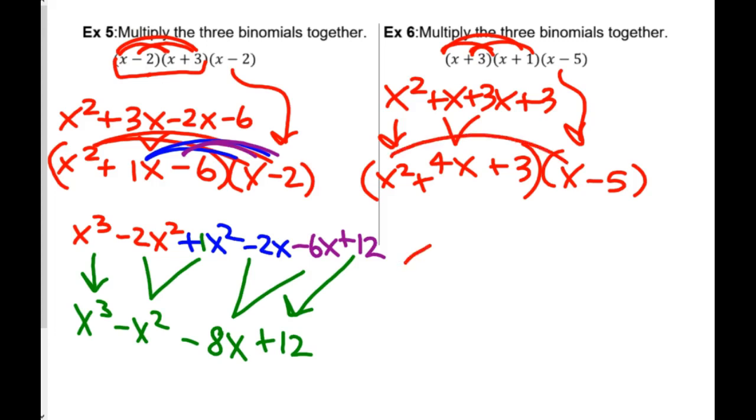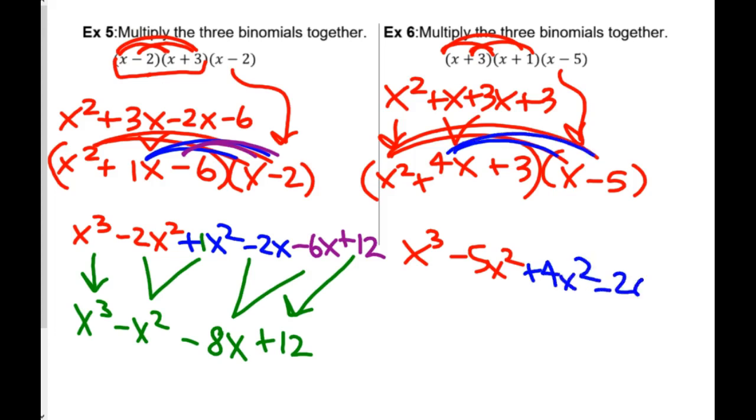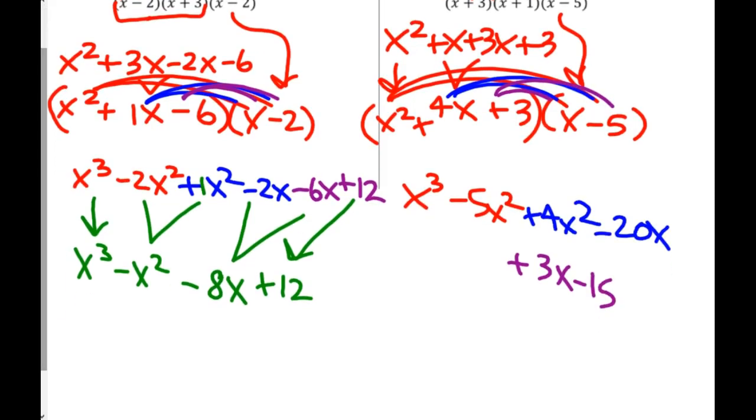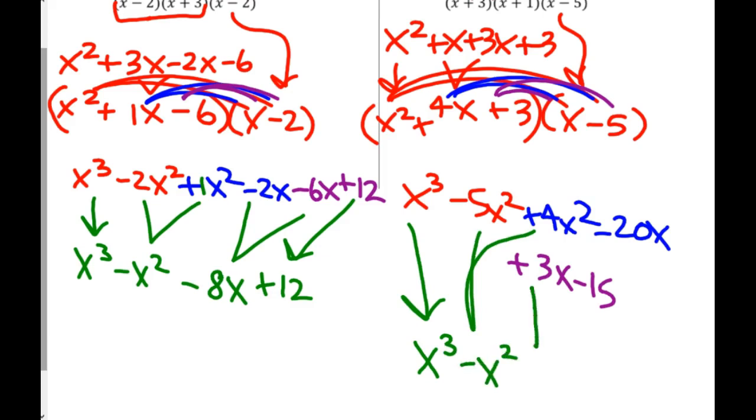X squared times x is x to the third. X squared times negative 5 is negative 5x squared. Okay. 4x times x is plus 4x squared. 4x times negative 5 is negative 20x. 3 times x is 3x. 3 times negative 15 is negative 15. Okay, so listen. Bring this down: x cubed. Bring these down. Negative 5 plus 4 is negative 1 x squared. Negative 17x and then minus 15.